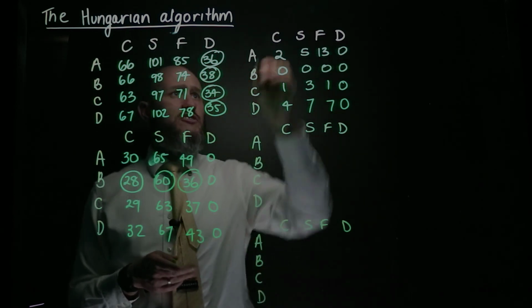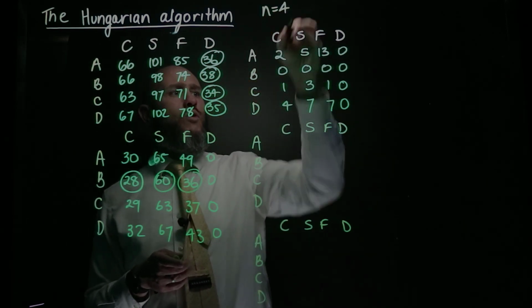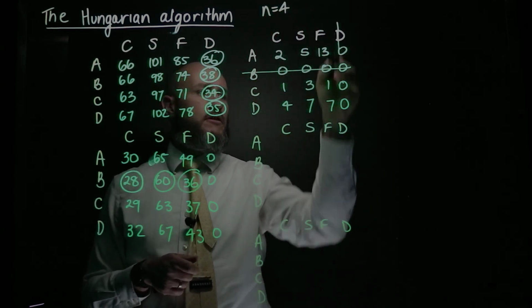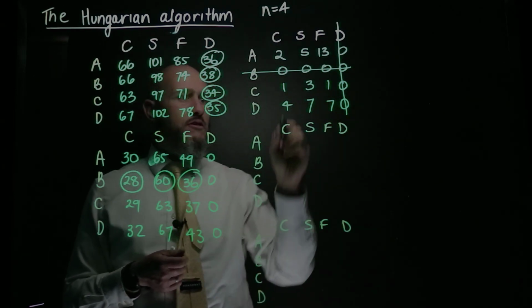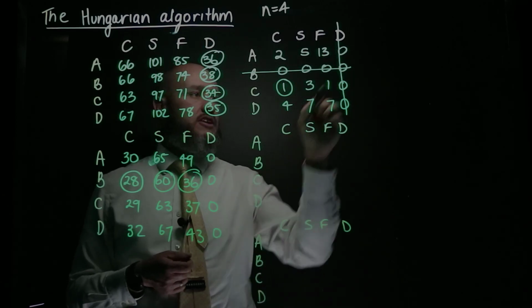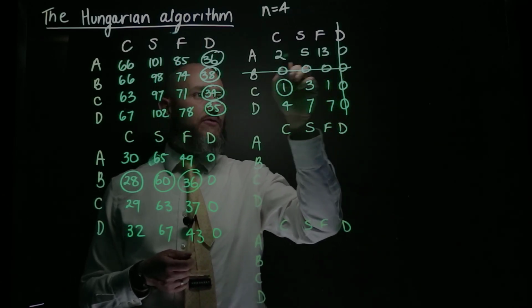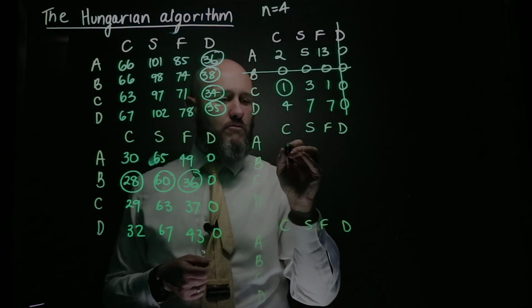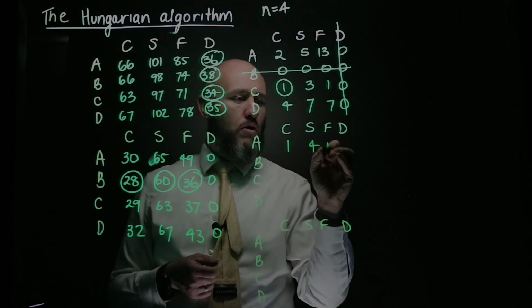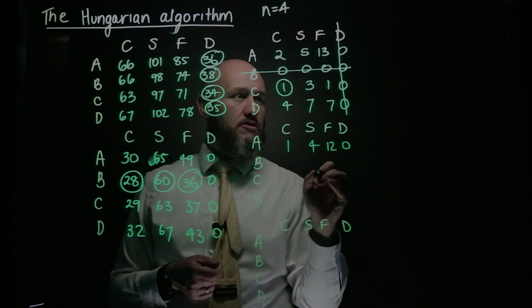Can I cover this in less than n equals 4? And the answer is yes, I can. So now I've got to go back to that next step of the process, find my minimum value, add to my double covered, subtract from my no covers and do nothing to my single covers. So I'm subtracting from 2 to give me 1, 4, 12, that stays the same.